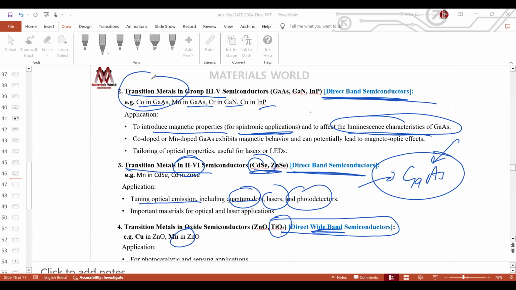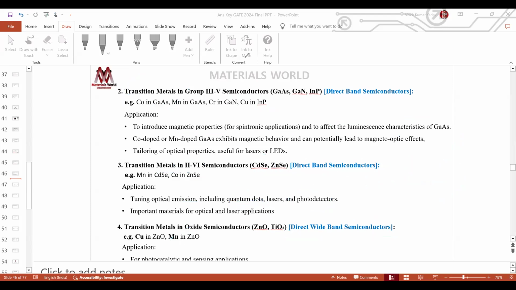I hope you all understand how doping is done, what the different examples are, what their applications are, and what their effect is on properties like magnetic, optical emission, photocatalytic, and sensing. All these I have covered. If they ask any application question on optical properties like luminescence, you won't be able to miss it. That was the overall idea.